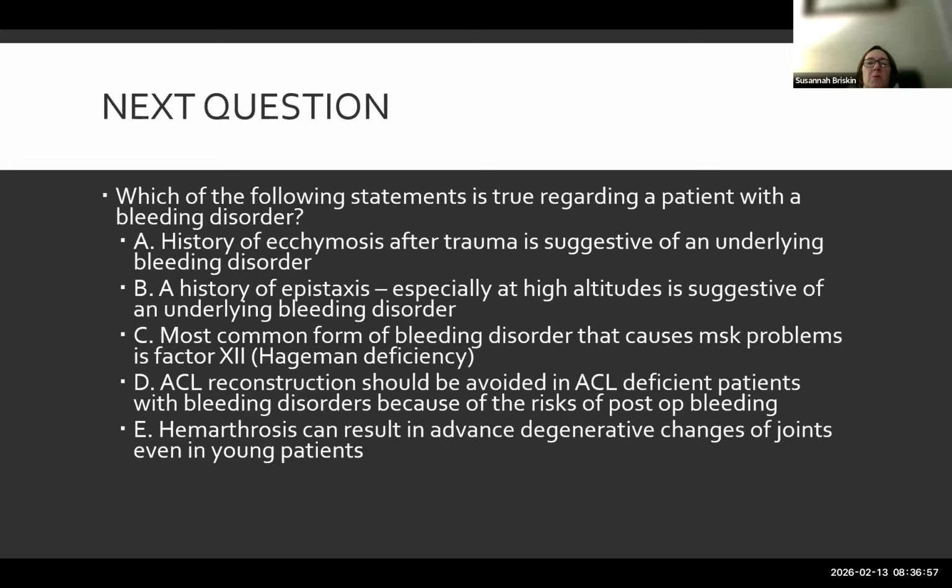Which of the following statements is true regarding a patient with a bleeding disorder? A history of ecchymosis after trauma is suggestive of a bleeding disorder. A history of epistaxis, especially at high altitudes, is suggestive of a bleeding disorder. The most common form of bleeding disorder that causes MSK problems is factor 10. ACL reconstruction should be avoided in ACL deficient patients with bleeding disorders because of risk of post-op bleeding, or hemarthrosis can result in advanced degenerative changes of joints even in young patients.